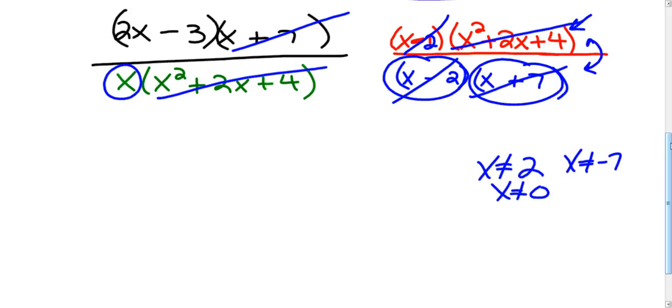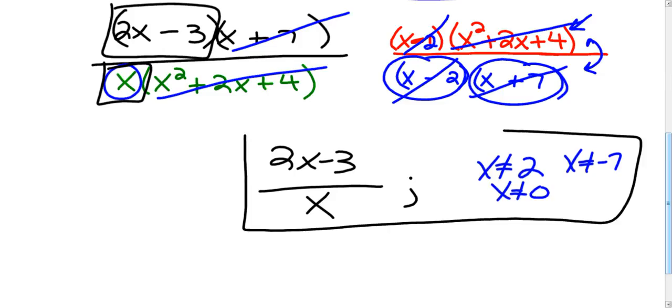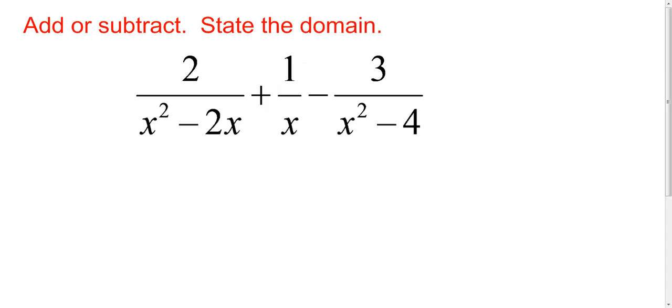What I have left is this 2x minus 3, and I have this x left that didn't cancel with anything. Then x can't be 0, negative 7, or 2. We'll do more. You'll see.